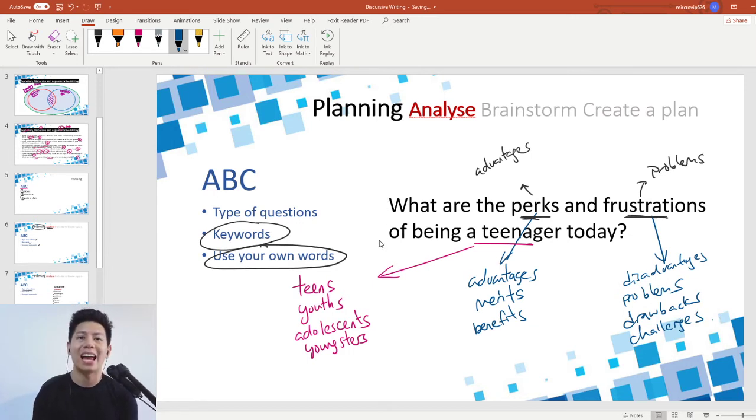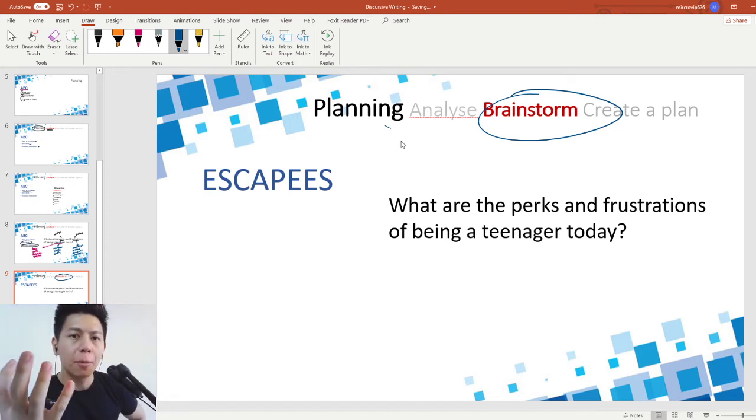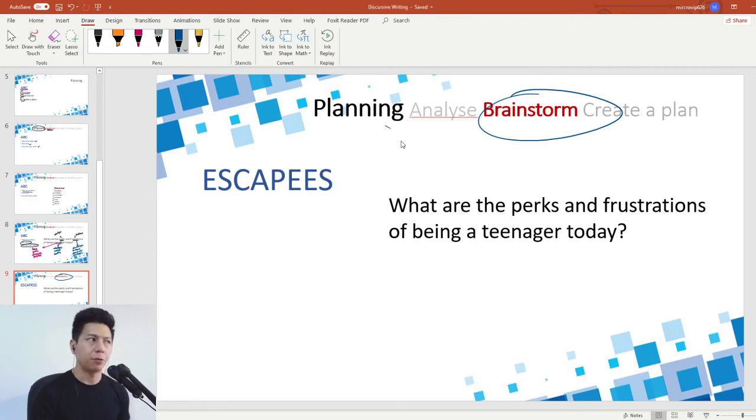And there we have it, we are done analyzing. Now, moving on to the next step, we need to brainstorm. How do we brainstorm for points? Brainstorming is very dependent on how much you have been exposed to. If you read the news more regularly, you might find that brainstorming comes very easily to you. But if you're not someone who reads the news regularly, this will be quite difficult. But that doesn't mean you have nothing to write. Brainstorming is about coming up with as many ideas as possible, and then later on you select the best.